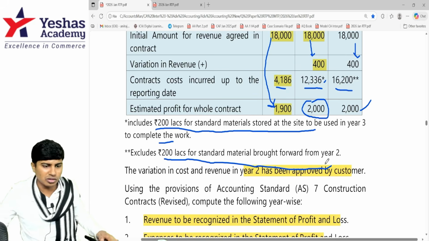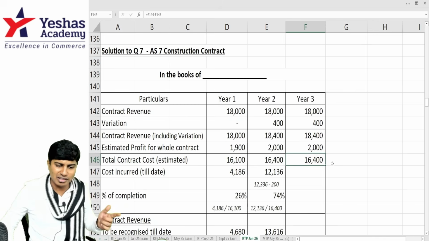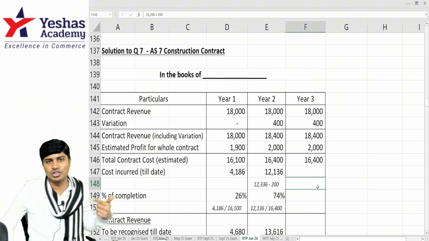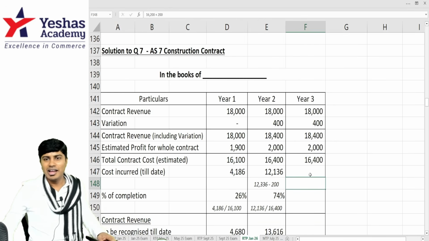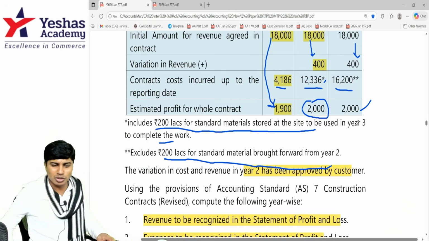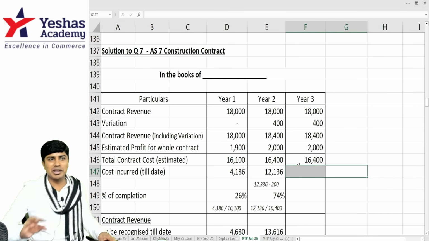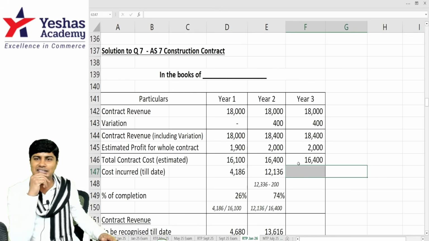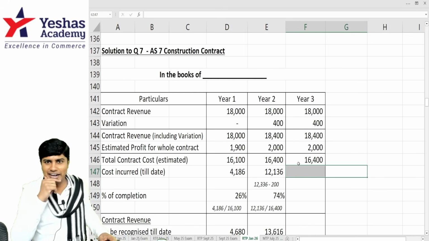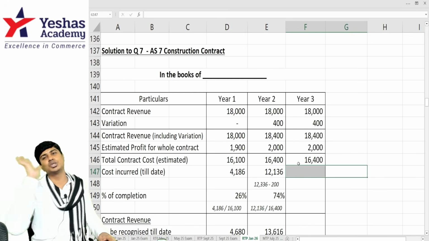This is supposed to be included, no? We will add it. Actually, it should have been already included that we should not add, but we are adding. And mentally, you should also know the total cost of the contract is 16,400. If you read 16,200 here, it will become less than 100% complete. How can it be less than 100% complete? It can't be.